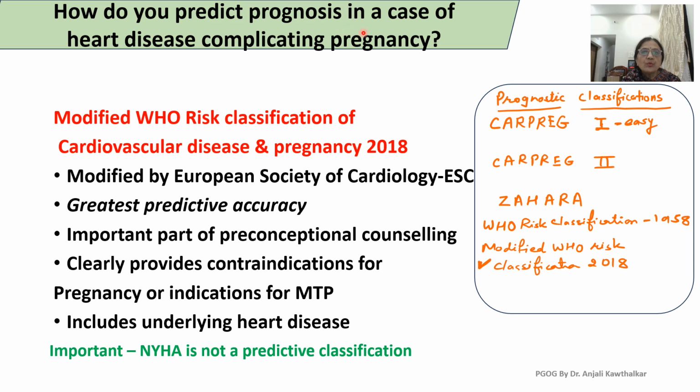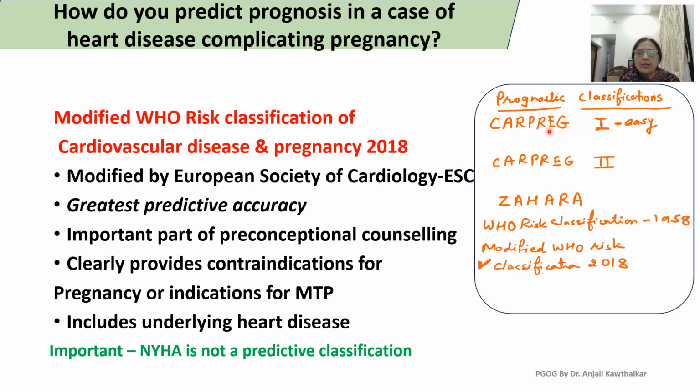How do you predict prognosis in a case of heart disease complicating pregnancy? This question is the main topic which we are discussing today, which is about the various classifications which are prognostic classifications. Clinical classification, NYHA classification, gives us the idea about the current state, but it fails to tell us about the prognosis, and that is why it is not a predictive classification. So if we are asked about the classifications which help us in prognosis, we have these prognostic classifications.